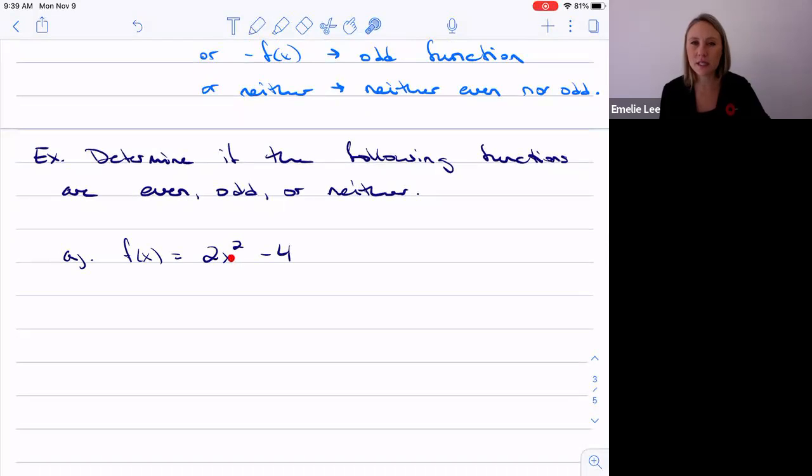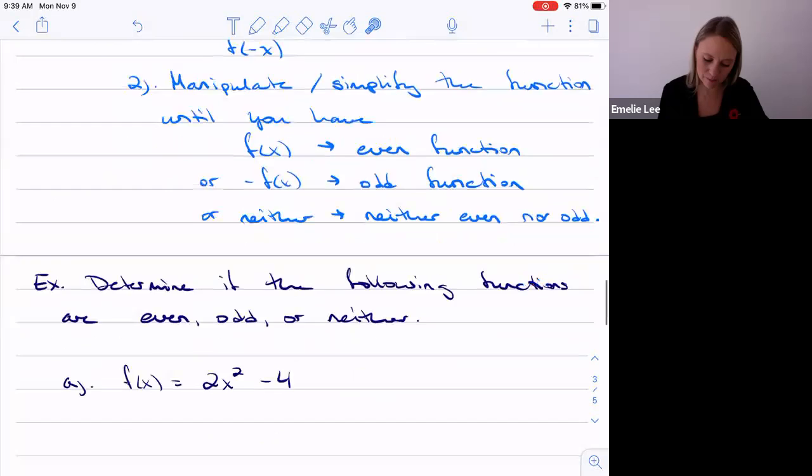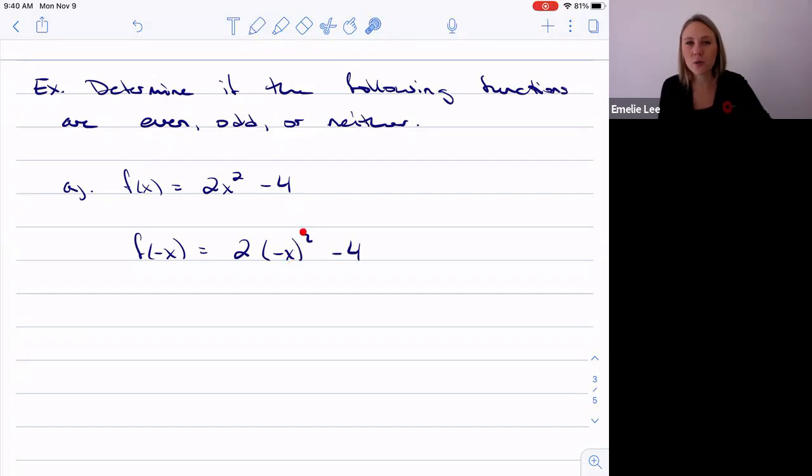First thing, I see this x squared, so I suspect it might be, what did I say, odd? Even, if anything, right? And so step one is to replace all my x's with negative x. So f of negative x is going to be 2 times negative x squared minus 4. A negative x squared just becomes x squared.